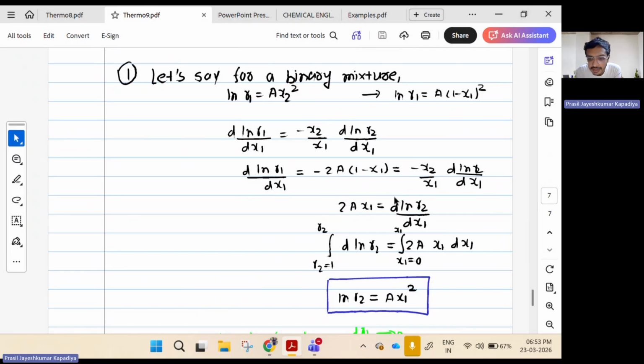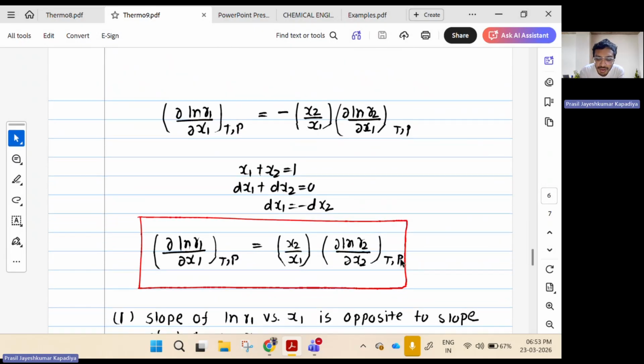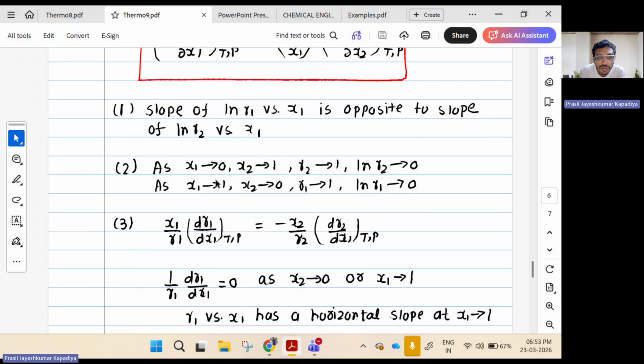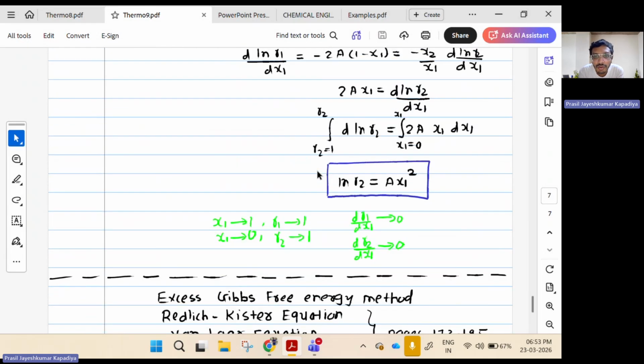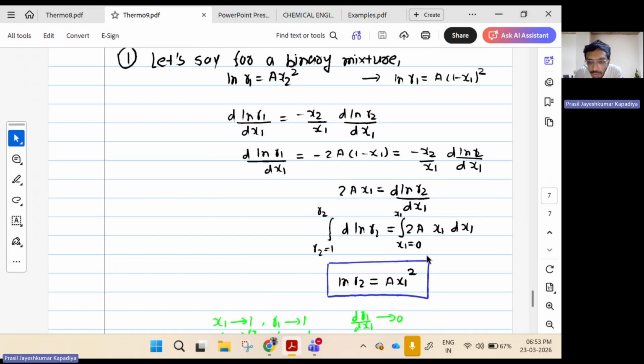So now let's say I am integrating this. When x1 is equal to 0, this thing we have seen, right? When x1 is equal to 0, my gamma 2 is equal to 1. When this component is in infinite dilution, very little, the other component is automatically in excess. So the component that is in excess will behave ideally. So gamma 2 will be equal to 1.